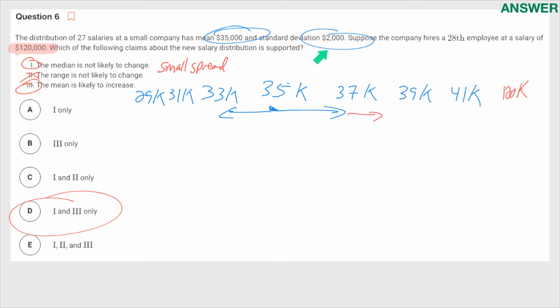If the 28th employee makes $120,000, that is very far off to the right. So the range certainly is going to change. Option 2 is out. The mean will increase because if you add an influential number, the mean is affected by extreme values. And then finally, the median, because you're just adding one more piece of information, could change by half a position, which means it's not likely to change. I guess the best answer is D, although a case could be made that choice 3 or option B is also a pretty good answer, but choice D is the correct official answer.